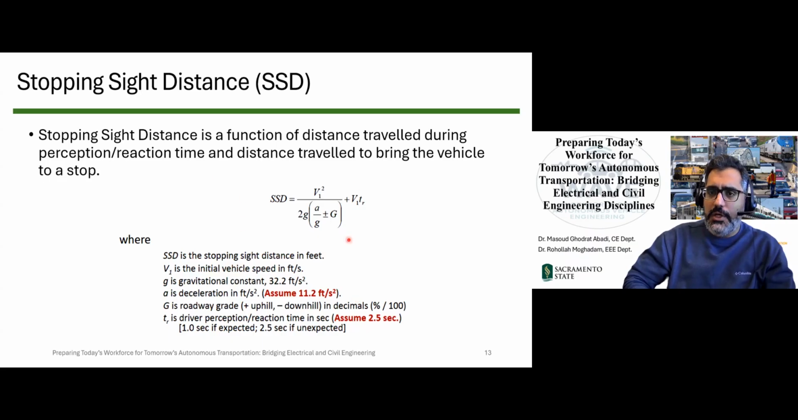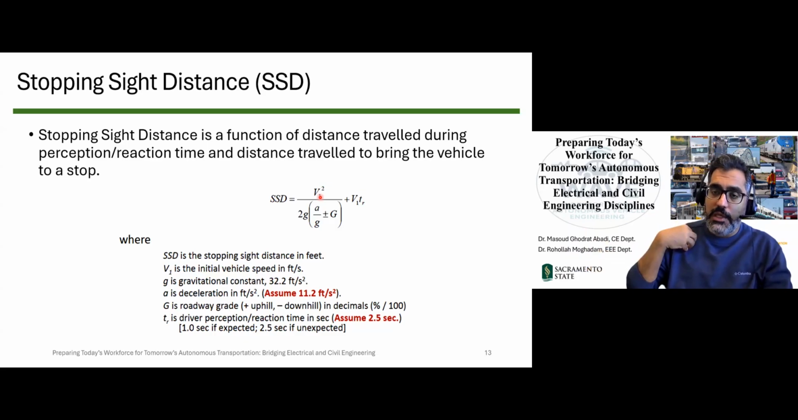So based on this equation, if I know the speed limit, this is the design speed, but there is a difference between design speed and speed limit. But let's just keep it simple and say that this is the speed limit. Based on the speed limit, I can find out what the stopping sight distance is. For example, people need to see an object 500 feet before they get to that object so they can safely and conveniently come to a complete stop.